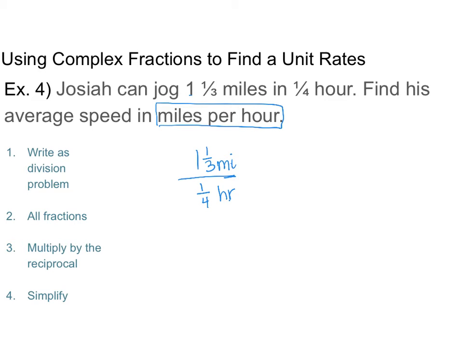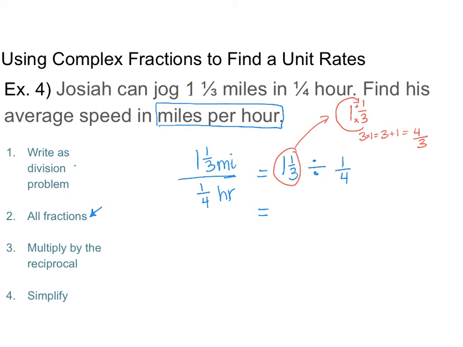Okay. So the first thing I need to do is write as a division problem. So this equals 1 1/3 divided by 1/4. I need to have them all fractions. So I need to change this into a fraction. Okay. So remember, to change 1 1/3, we go around, we're going to multiply, and then we're going to add. So this is 3 times 1, which is 3, plus 1 more is 4. So that I have 4/3.